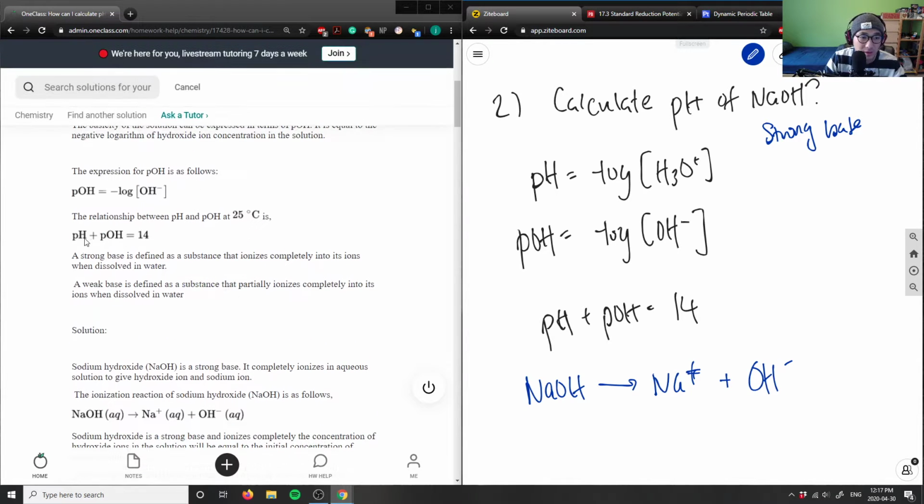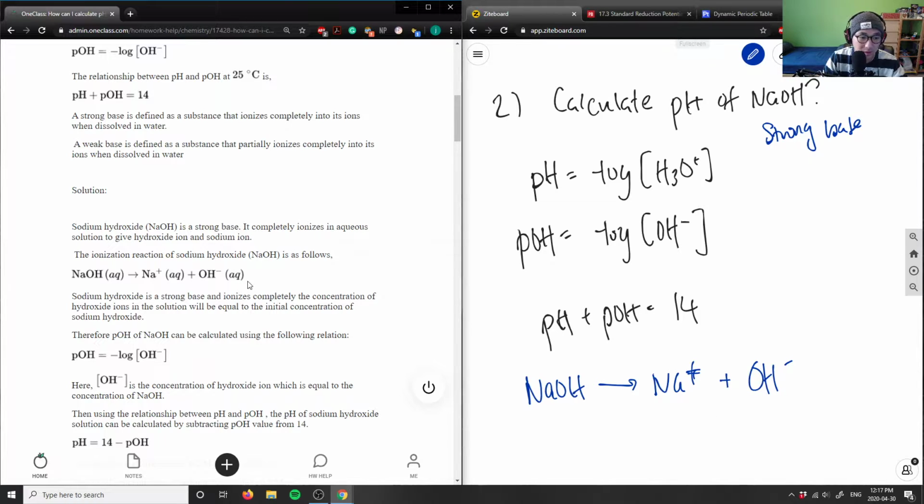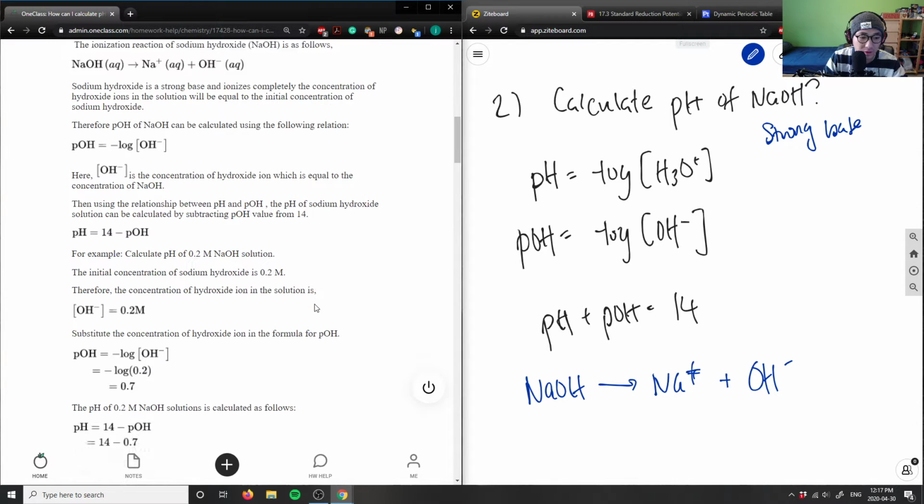So again, this here is correct. Again, they use the exact same expression here. They know that they ionized here like so, and you can simply find out the concentration using this formula here. So the solution is correct.